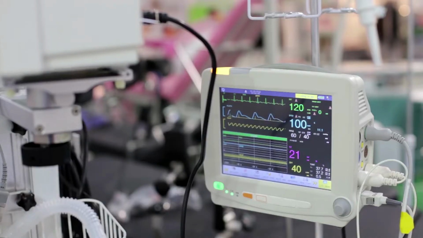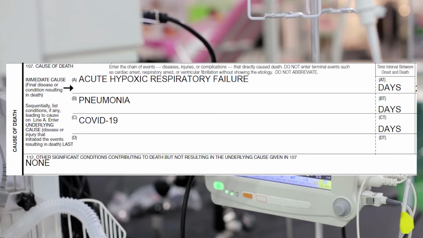The first example I'm going to talk to you about is a 51-year-old male who died with no underlying conditions. His final cause of death is listed as acute hypoxic respiratory failure due to pneumonia, due to COVID-19, and as I stated, no significant or underlying factors.